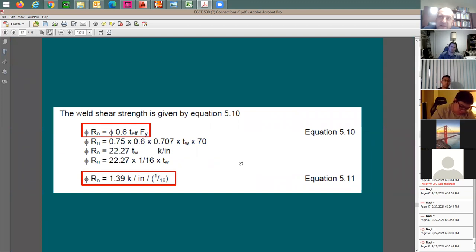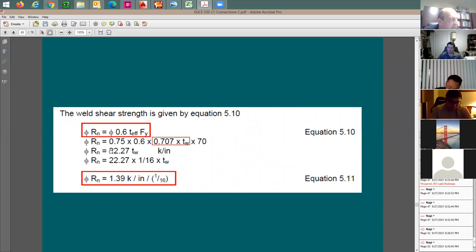How about the strength? If you remember, for any material the strength in shear is equal to 60% of the strength. So for shear I'm going to take 0.6 times F sub Y. T effective is the thickness that I'd like to use in my analysis, not the leg thickness. T effective is equal to 0.707 times T_w, so understand where this is coming from. This one is the T effective, this one is F sub Y, here's the 0.6, and the phi factor is 0.75.